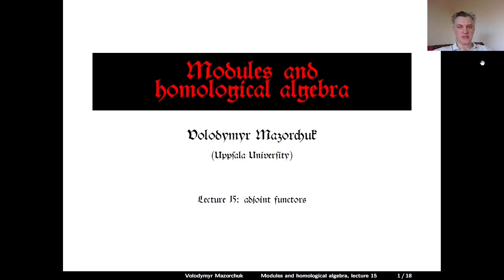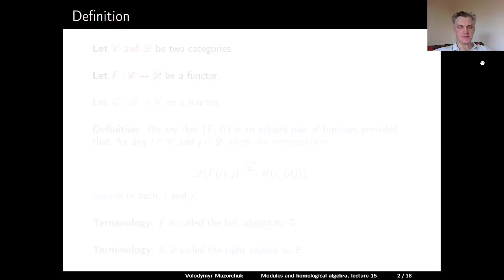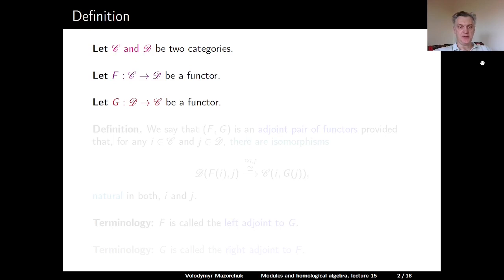Modules and Homological Algebra, Lecture 15: Adjoint Functors. Definition. Let C and D be two categories. Let F be a functor from C to D, and let G be a functor from D to C.